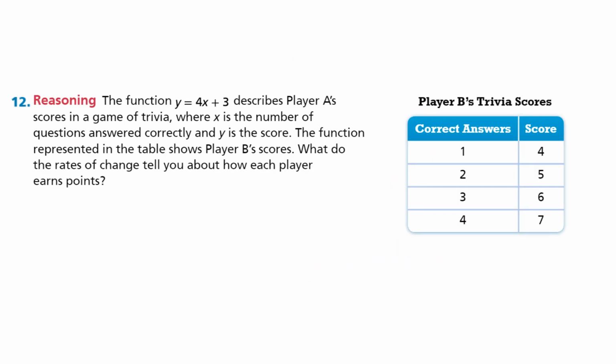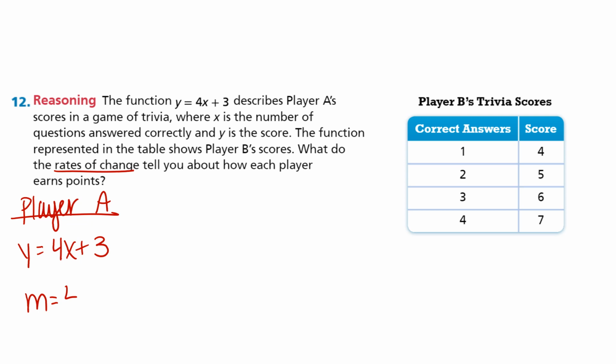The function y equals 4x plus 3 describes player A's scores in a game of trivia, where x is the number of questions answered correctly and y is the score. The function represented in the table shows player B's scores. What do the rates of change tell you about how each player earns points? So for player A, we have the equation y equals 4x plus 3. Our slope, or the rate of change, is the mx piece, so that would be the 4, meaning he gets 4 points per question.